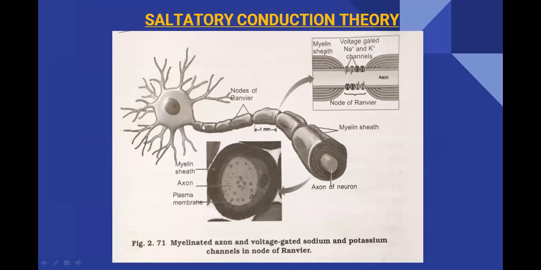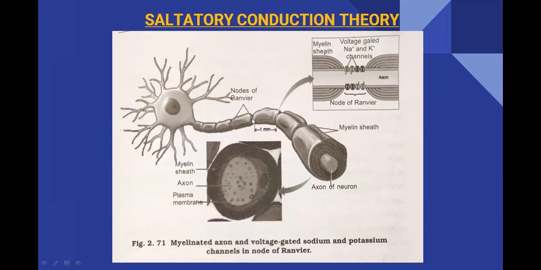But in the case of myelinated neurons, what is happening? Most of the axon outside is covered by myelin sheaths, which form many layers around the axon, so in the region hidden by the myelin sheath, there will be no sodium channels and no potassium channels. No sodium voltage gated channels and no potassium voltage gated channels will be there beneath these myelin sheaths.